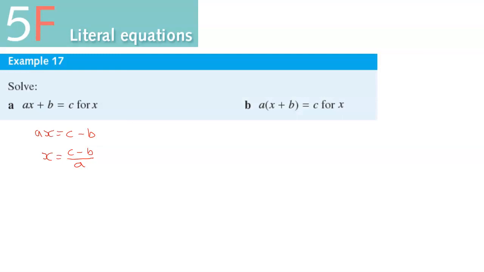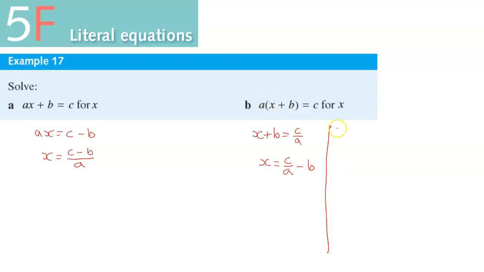Okay, so here I've got brackets, and if you remember back to the equations with brackets lesson, there's two different ways we can deal with this. Firstly, we could divide both sides by a first. That would give me x plus b equals c over a. Then I can subtract b from both sides to give me x equals c over a minus b.